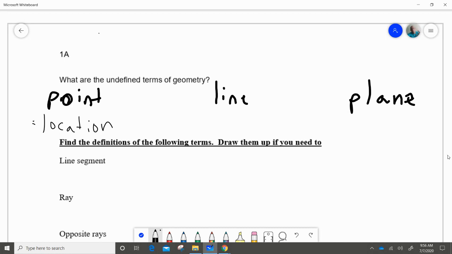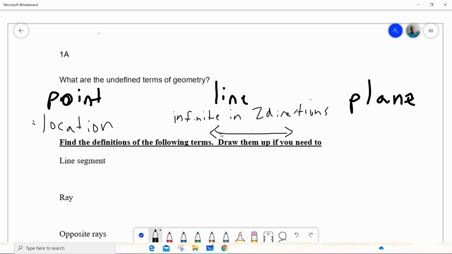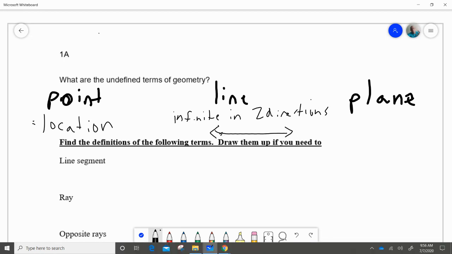Next term is a line. A line doesn't take up any space, and it goes infinitely in two directions, and it's straight. A lot of times a line is drawn, and you probably already know this, as a little line with two arrows on the ends of it. Usually the line will be named by 2 points on it, like such line AB right there.